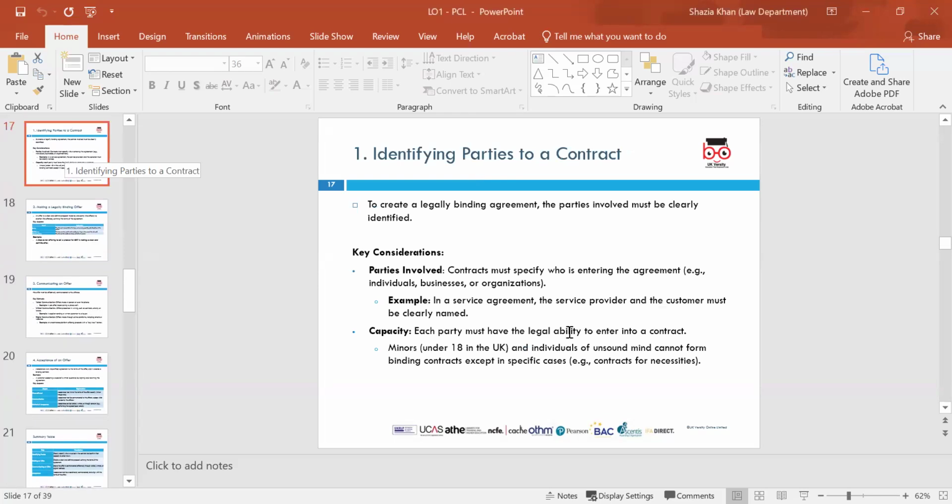So, identifying parties to a contract. To create a legally binding contract, the parties involved in it must be identified. You look for the names of the individuals, companies, or organizations explicitly stated in the contract document as parties. And these would be the parties involved in that contract, and as for capacity, each party must have the legal ability to enter the contract, and they must not be minors, so must not be under the age of 18.